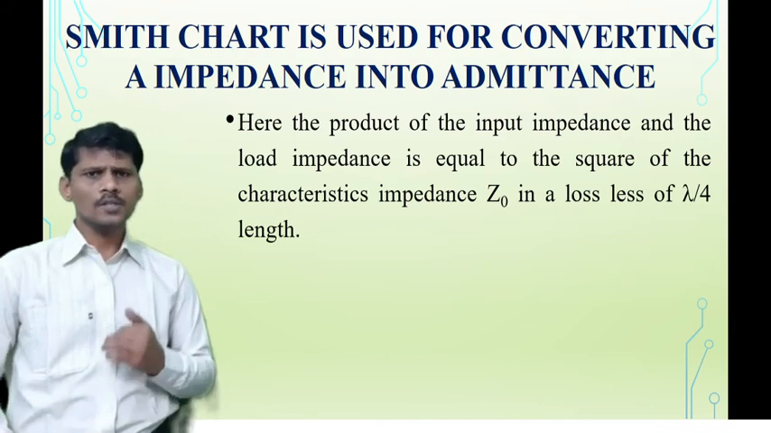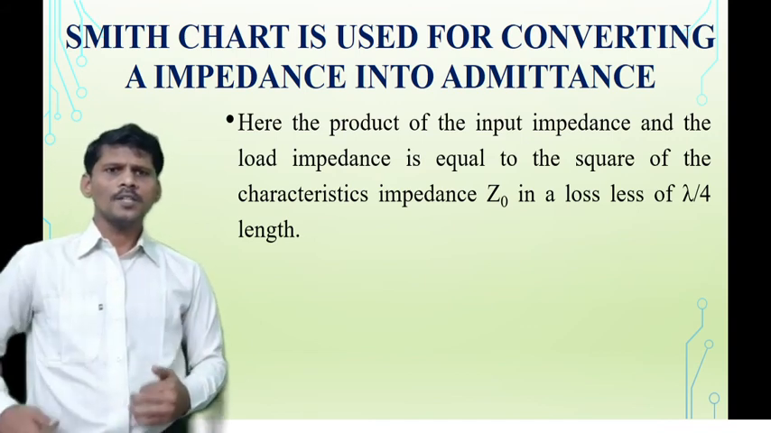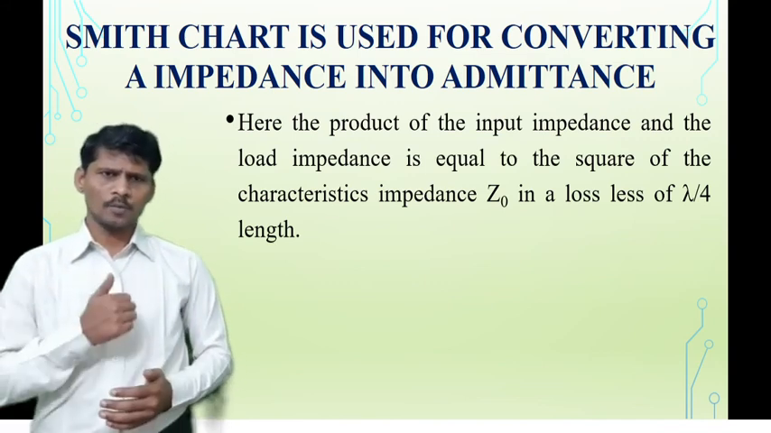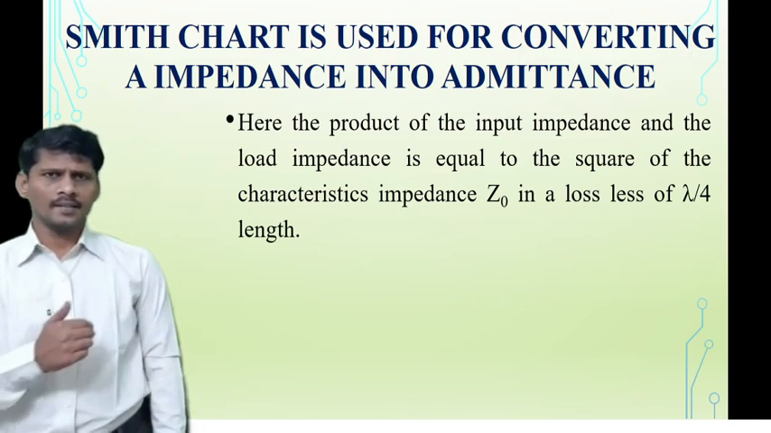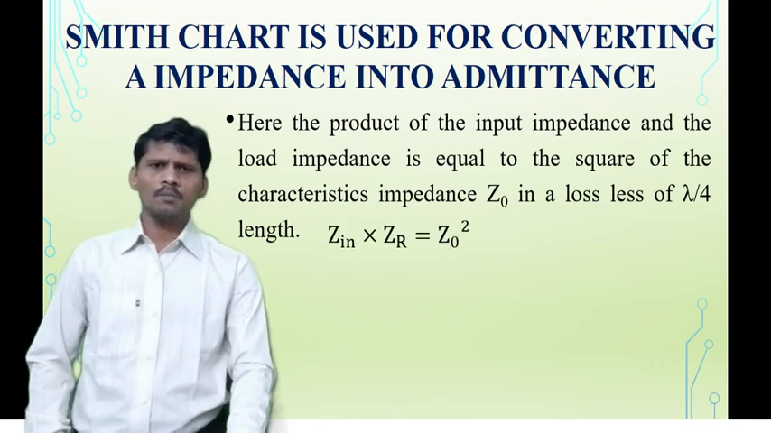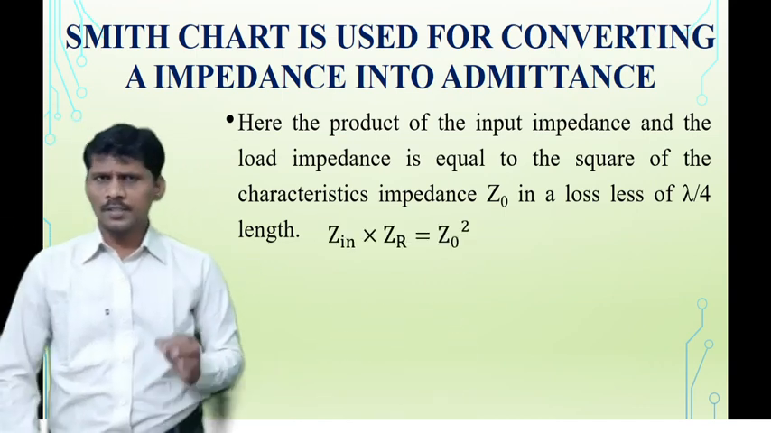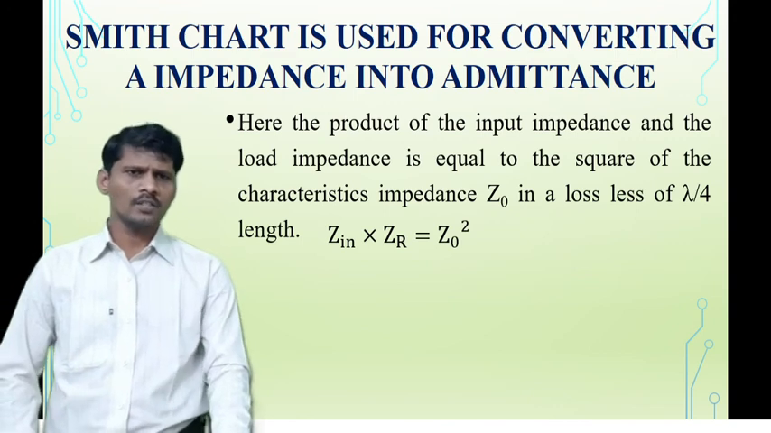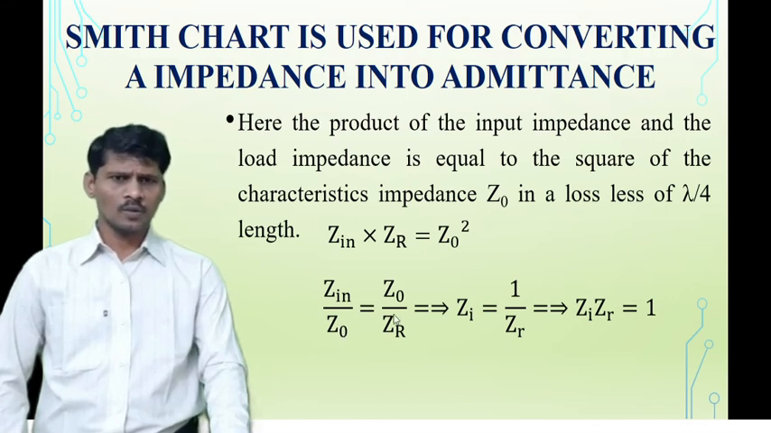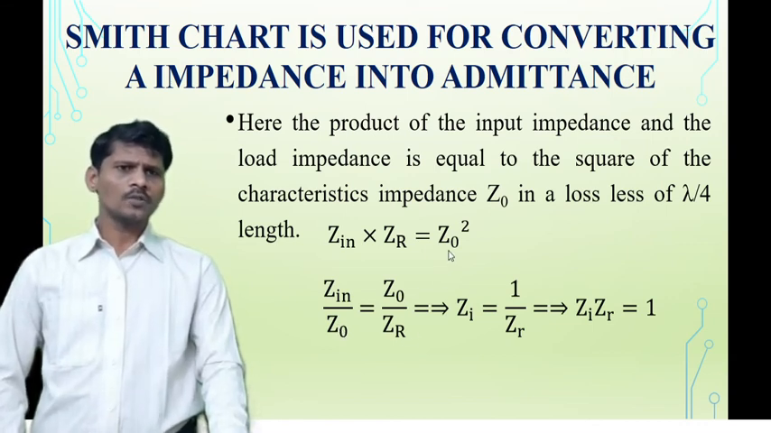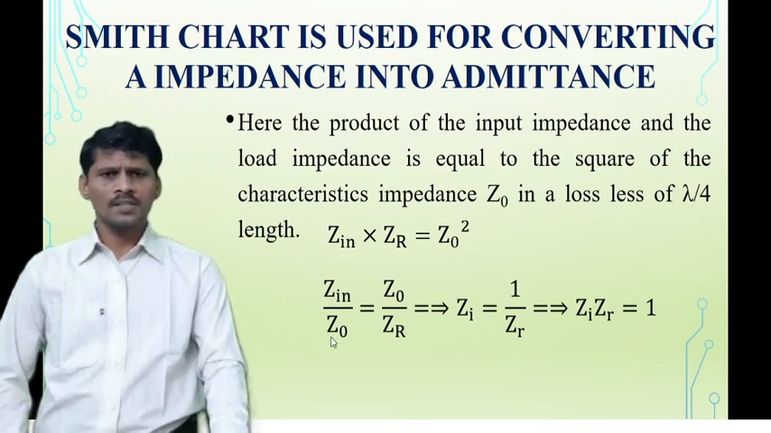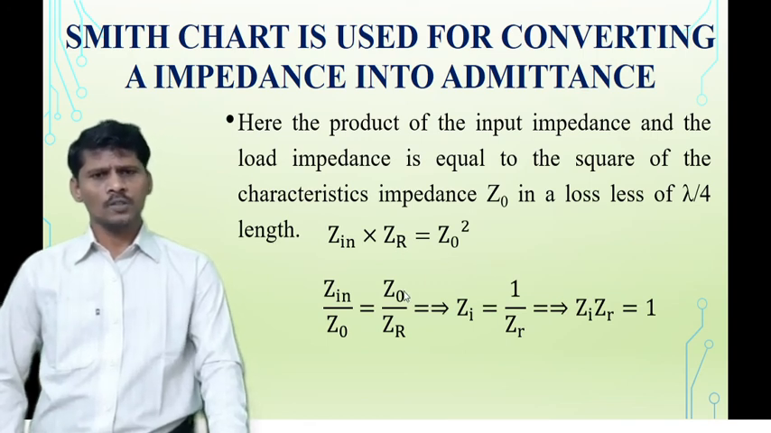So these are the applications of the Smith chart. The product of the input impedance and the load impedance is equal to the square of the characteristic impedance, given by Zin into ZR is equal to Z0 square. This equation may also be written as Zin by Z0 is equal to Z0 by ZR. Z0 square is written as Z0 into Z0. One Z0 comes to the left-hand side, giving Zin by Z0, and ZR goes to the right-hand side, giving Z0 by ZR.